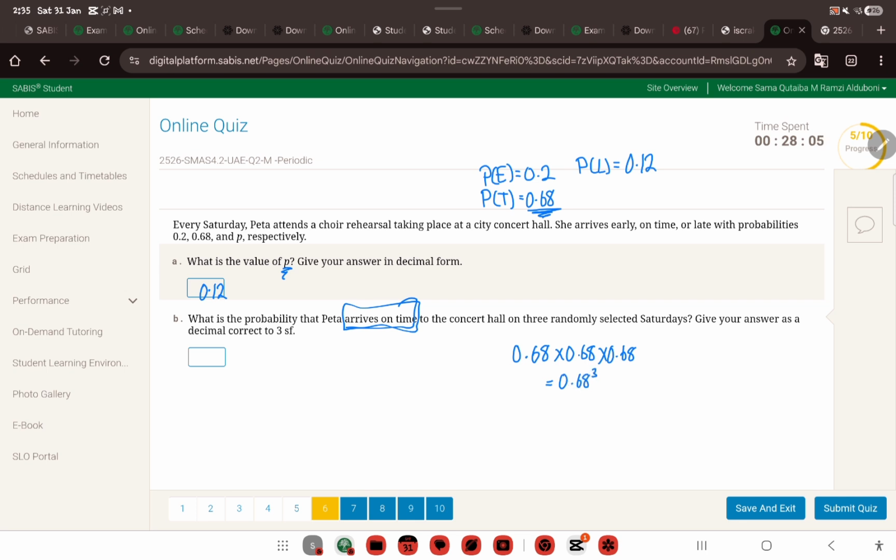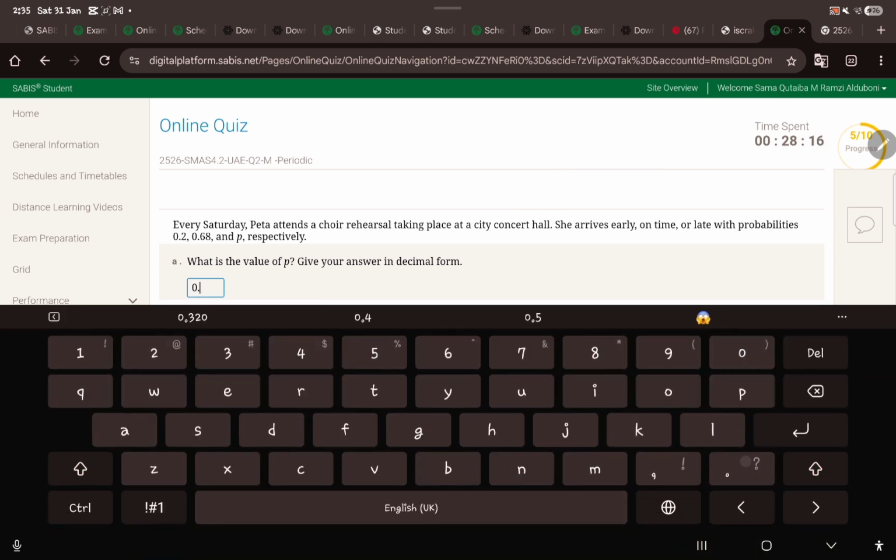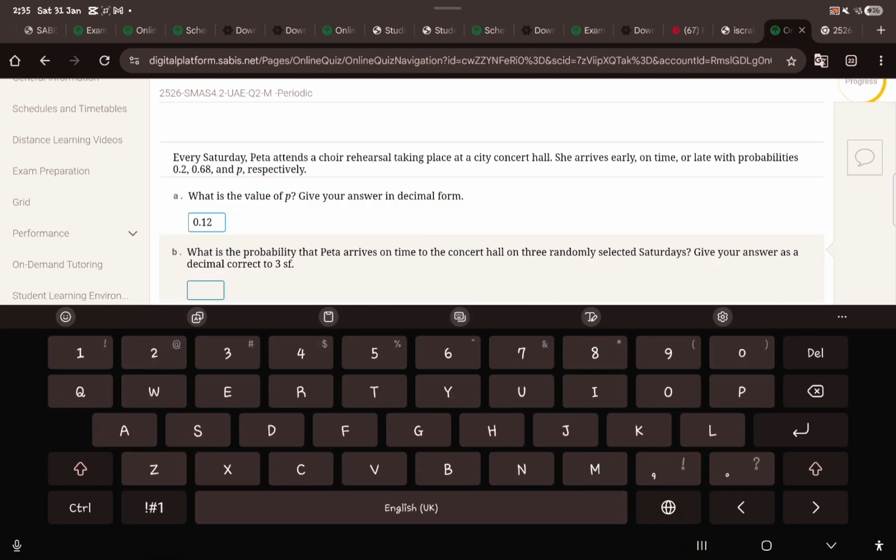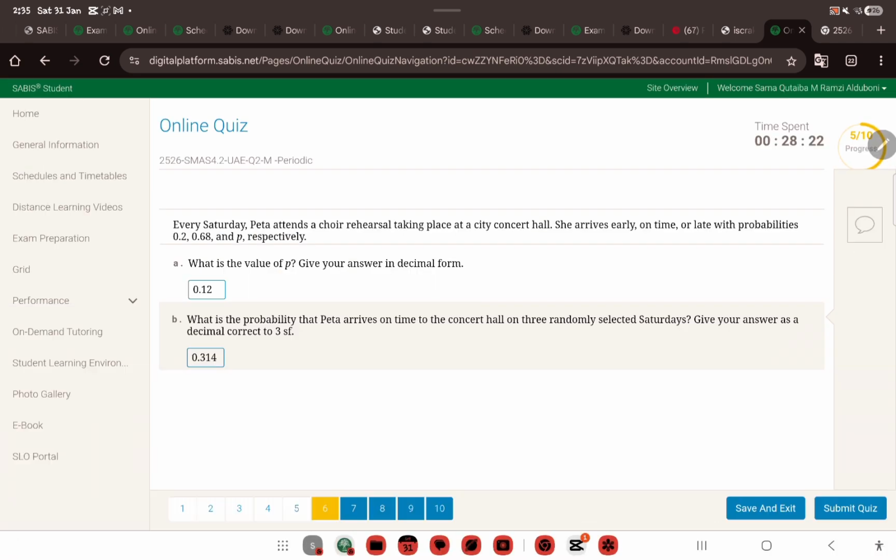So we put it on the calculator, we get 0.314 to 3 significant figures. So we have 0.12 and 0.314.